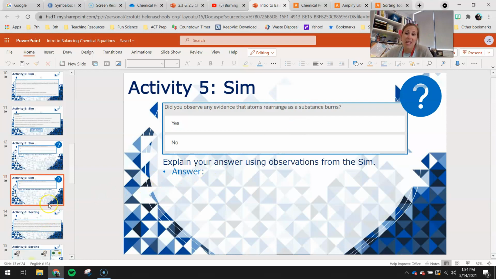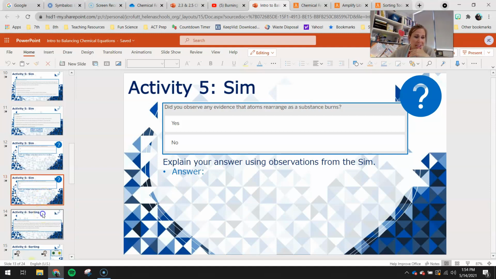Okay, so go ahead, pause this now. You guys can flip your computers back around. Again, you guys are going to watch hydrogen and oxygen burn together in the first part of the sim, and in the second part, you're going to do methane gas and oxygen and look for signs of either destruction of atoms or rearrangement of atoms. Okay, go ahead and pause now and complete activity 5.